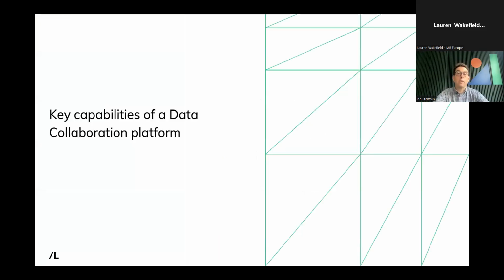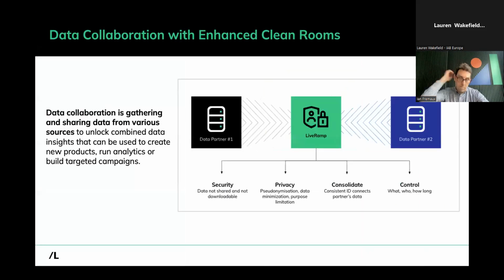Okay, so now I'm going to go into a little bit more detail on the capabilities of a data collaboration platform. And at LiveRamp, we have this term, enhanced clean rooms, because although a clean room is an important part of data collaboration, you can do data collaboration without clean rooms, and extending the clean room with additional applications is going to enable you to potentially do more things and have different options available to the people you want to work with. However, clean rooms and data collaboration platforms still need to be based on the same four pillars of capability. And I'm going to go through each of them now. So it's security, privacy, consolidate, so being able to consolidate data sets together on a consistent ID, and finally control. So having control about who does what with your data, and making sure that that's driving the right trust about when your data is being used.